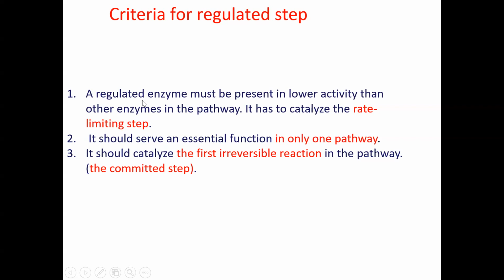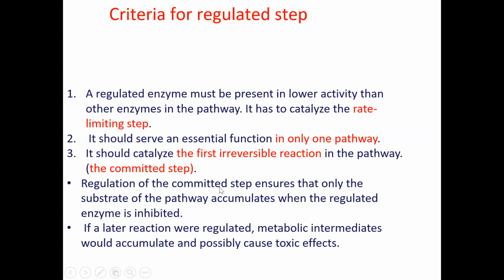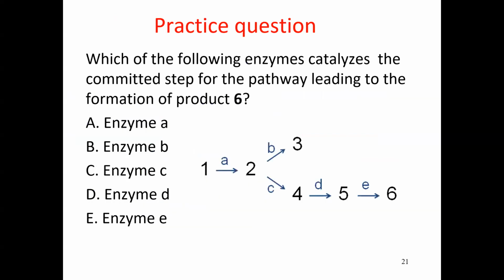These are the criteria for the regulated step, three important criteria. It has to be a slow-acting enzyme, so it has to be the rate-limiting step. It has to function only in one pathway, and it should be the committed step of that pathway. Why do we need to regulate only the committed step? Or why does the regulated enzyme have to be the committed step? Because we don't want to accumulate other products which are not necessary. What does this mean? Let me show you an example here.